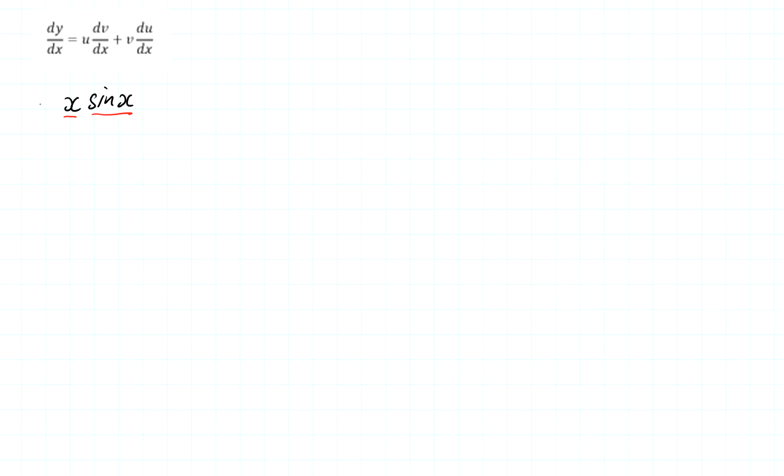let me write it like this. Y is equal to, okay, so we will let u now be equal to x, because you can differentiate x, it is a function, and we will let v be equal to sine x. As you can see, this rule at the top here, this is u times dv dx means u as it is times the derivative of v plus v as it is times the derivative of u.